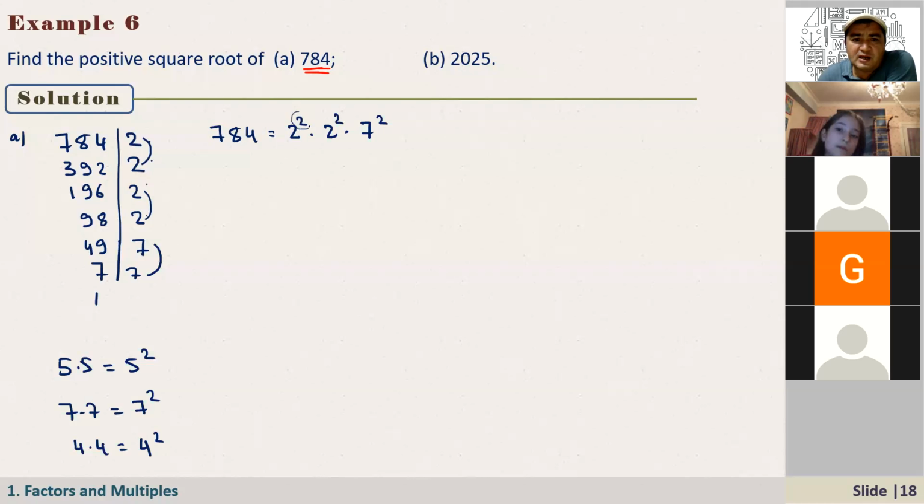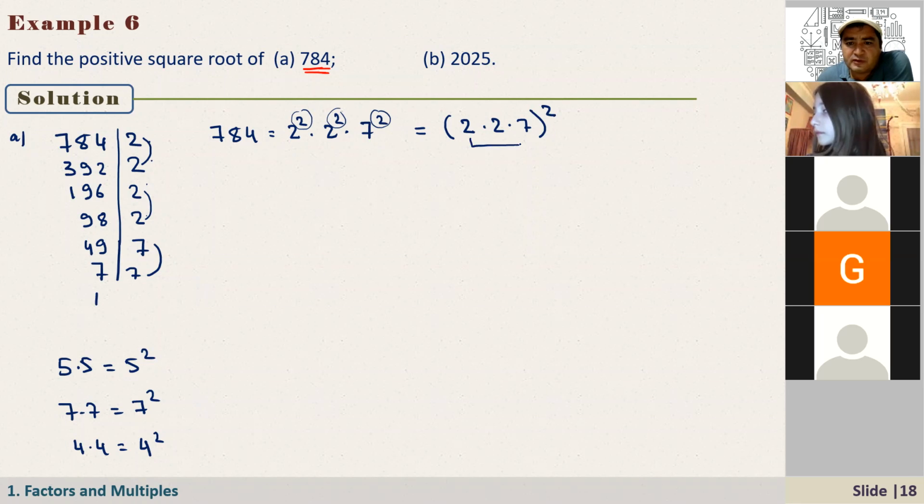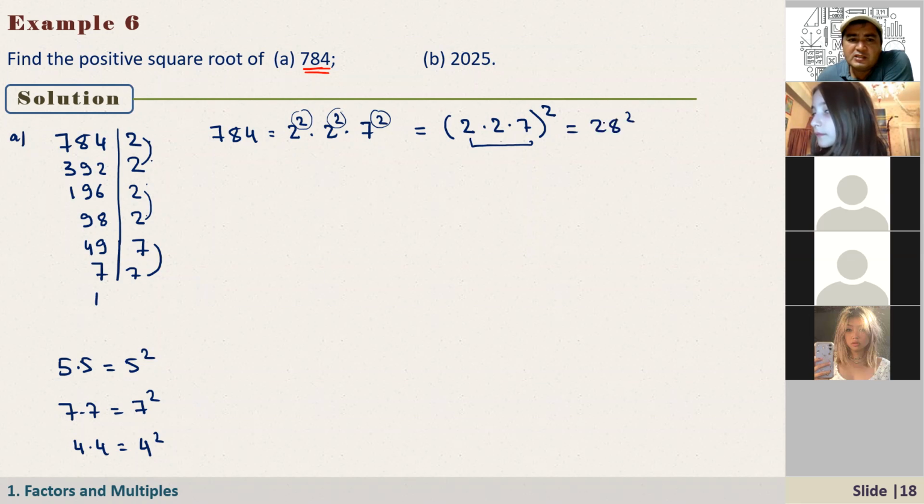Now all of these numbers are 2, right? So I can just write it as 2 times 2 times 7 and just write it here. Now, as you see here, I just wrote this number as a square of something, right? 2 times 2 is 4, 4 times 7 is 28. So find the positive square root of 784. Our answer is the square root of 784. That means, what number squared is 784? That is 28.